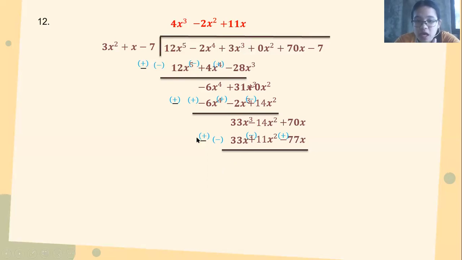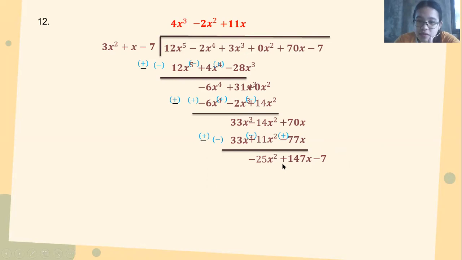33x cubed plus negative 33x cubed is equals to 0. Negative 14x squared plus negative 11x squared is equals to negative 25x squared. Positive 70x plus positive 77x is equals to 147x, and bring down the last term, which is negative 7.